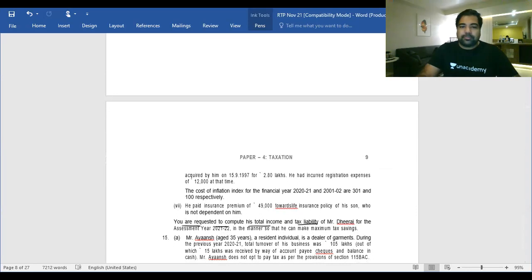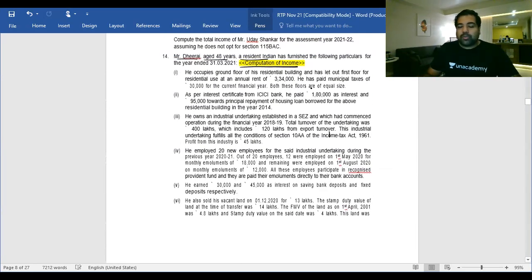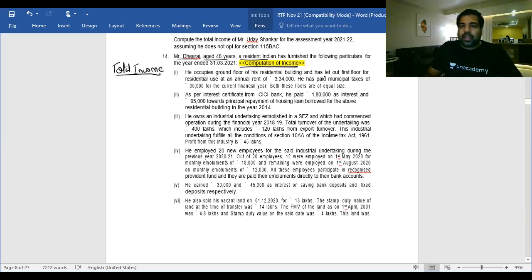Let's do that, guys, for him. One by one, we'll see what the income is and we'll write it here. This is where we calculate his total income. Once we get his total income, we'll also calculate his tax. He's Dheeraj, aged 48 years. He occupies the ground floor of his residential building and has let out his first floor for residential use at an annual rent of 3,34,000.